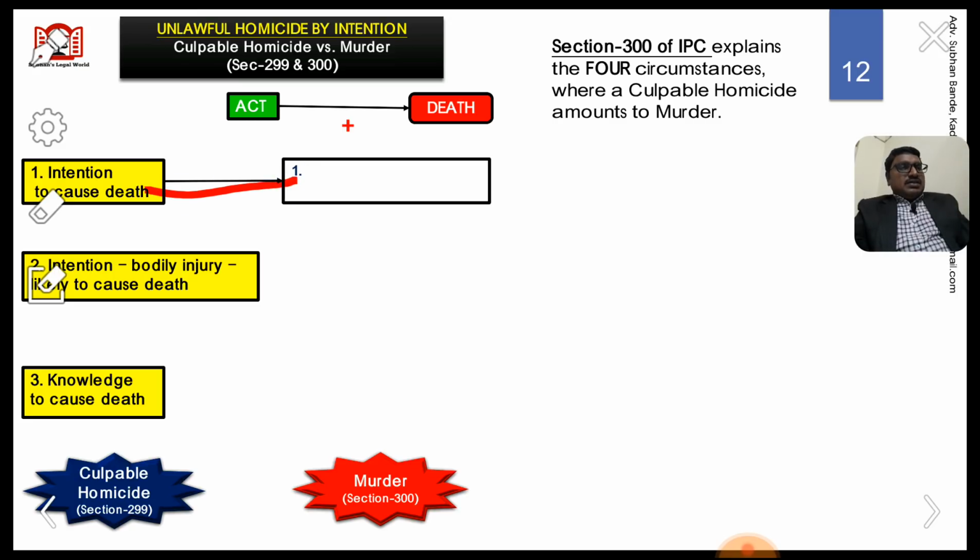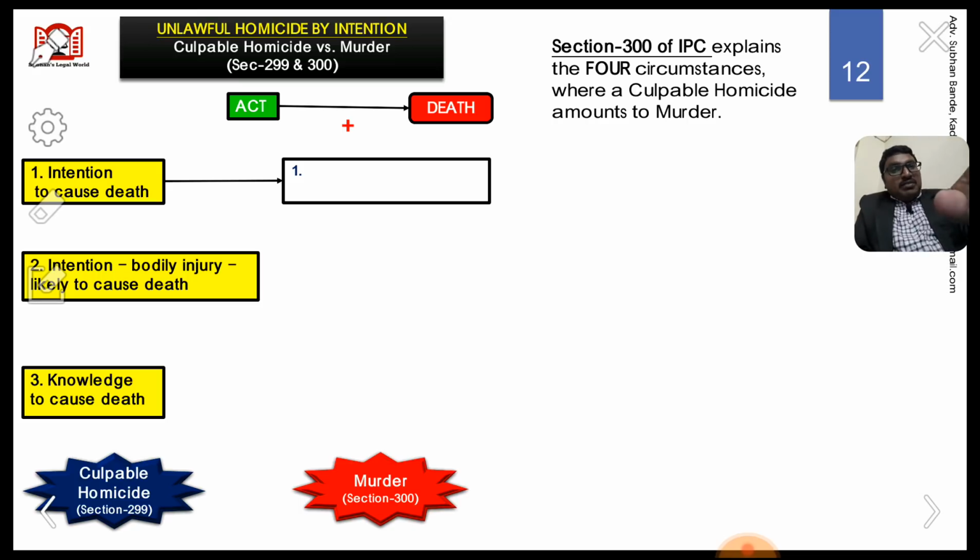intention to cause death is the mens rea under culpable homicide. The same mens rea is also mentioned in section 300 of Indian Penal Code. Let us see what the murder is as under section 300 of Indian Penal Code, and how it is different from culpable homicide of section 299 of Indian Penal Code.